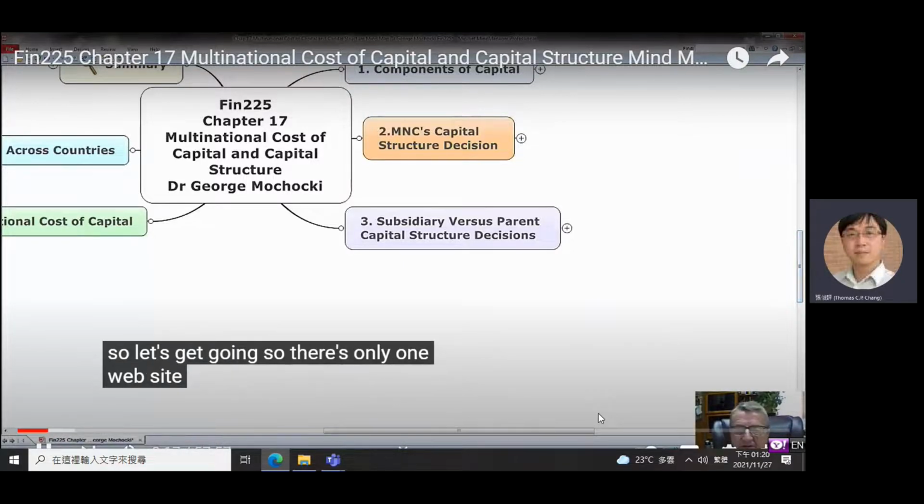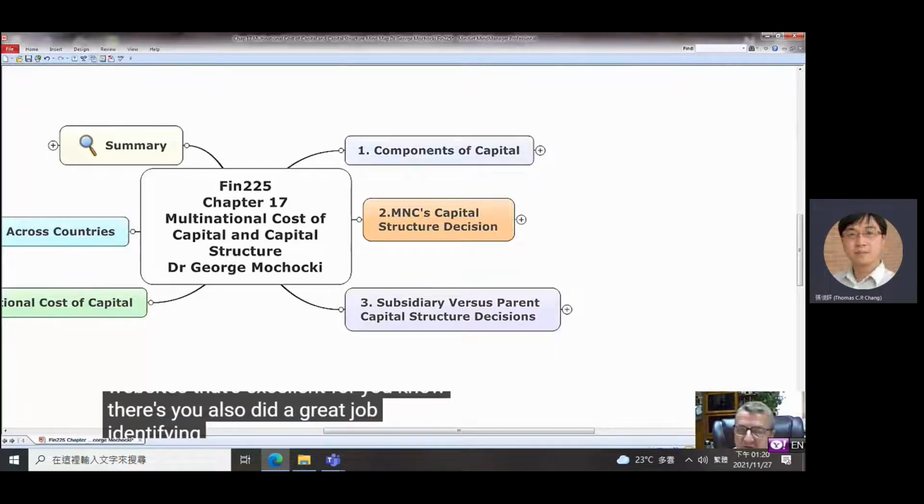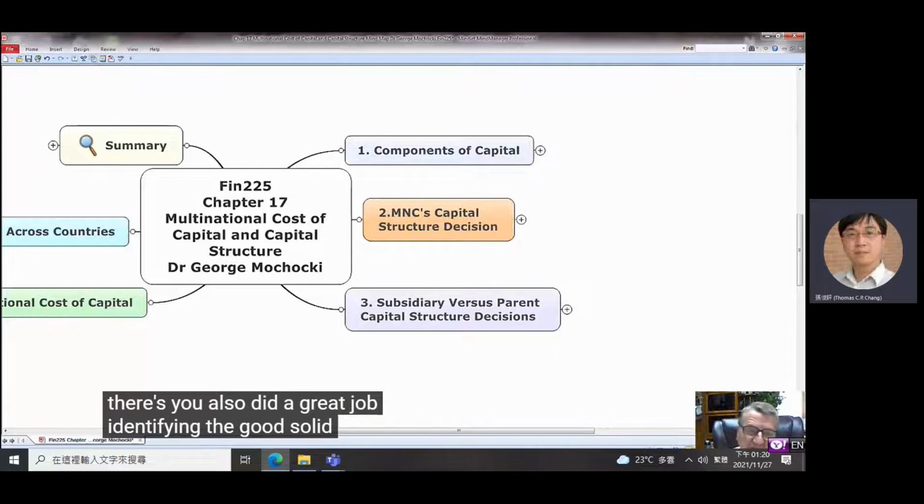So there's only one website. Most of the websites you already have. Remember, even if you're coming in here, you could always go back to the website. The websites, when I identified them in certain chapters, it was for specific items within that chapter, so you utilize that as a resource. But there's other information in those websites. You also did a great job identifying the good, solid websites.